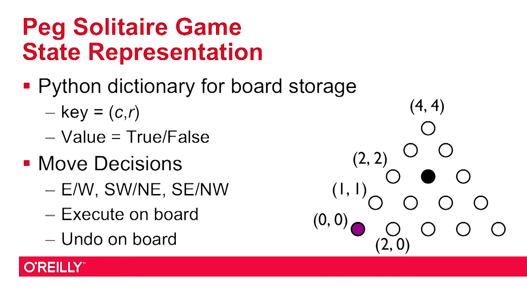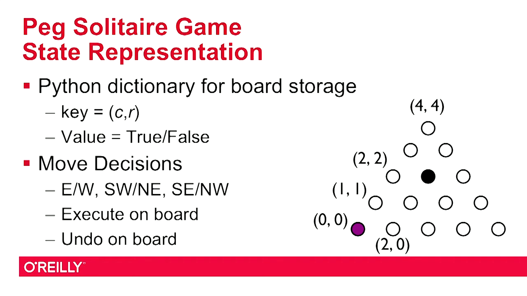Once I have that position in mind, I can represent a board, any board state, by a dictionary, which has a key, which is a tuple of a column and a row, and the value is true or false. There are 6 moves that you would see. I can move east or west. I can move southwest or northeast. I can move southeast or northwest. Each one of those has a very specific arrangement of the holes.